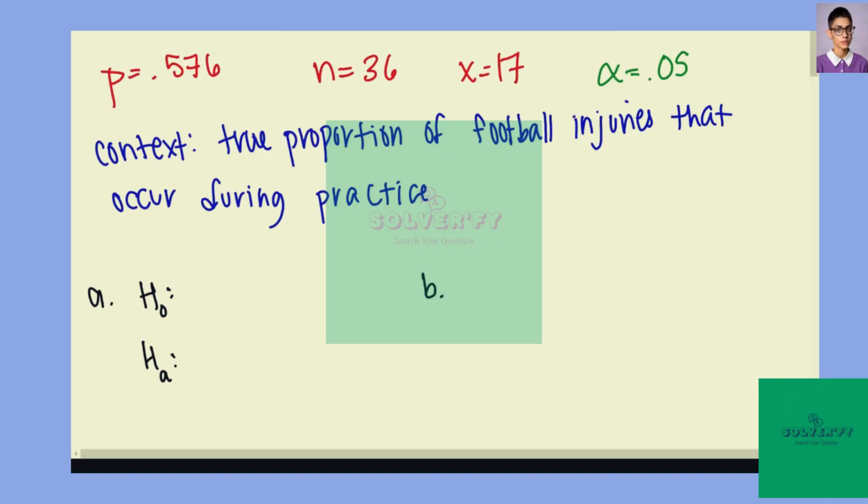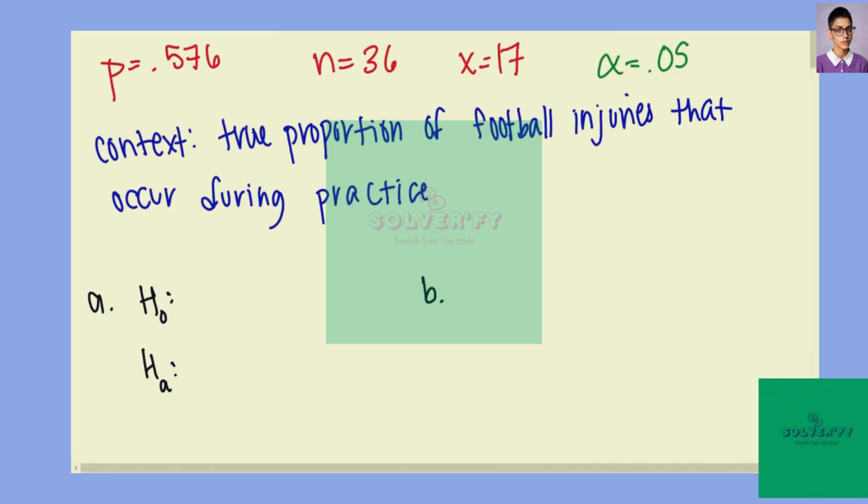For this problem, we're told that the proportion of football injuries that occur during practice is 57.6%. So we can mark our claim as P equals 0.576 because that is the claimed proportion. Now we think that this is too high, so our alternative hypothesis is that our P is actually less than 0.576.